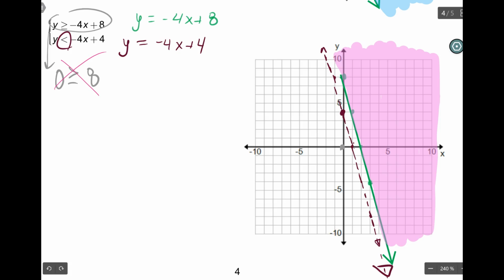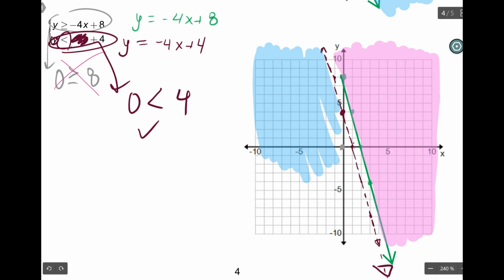So here's for the other one, this guy. Is 0 less than 4, right? Because negative 4 times 0, that goes away. Is 0 less than 4? Yeah, that works. So 0 is going to be part of this guy's solution.